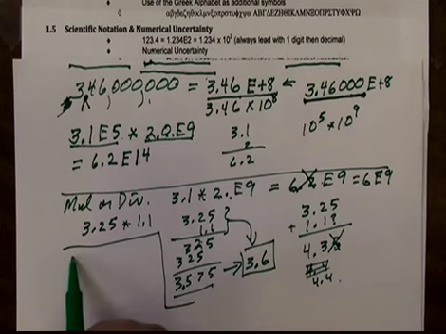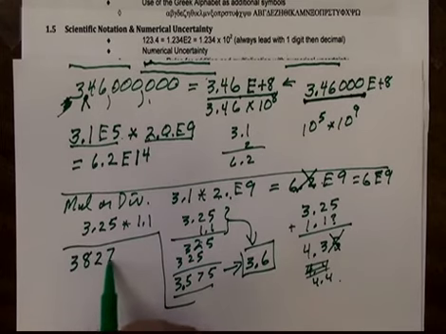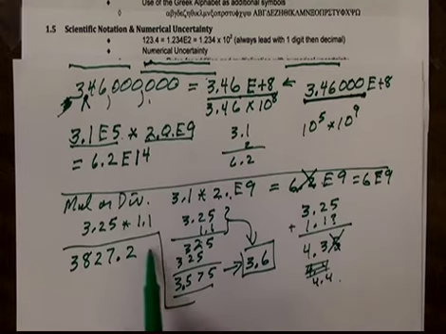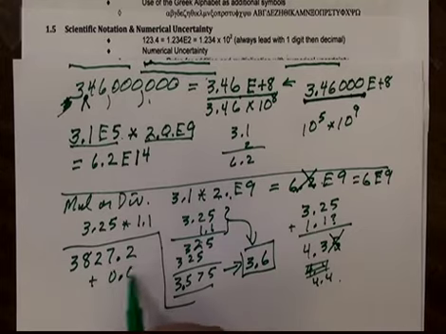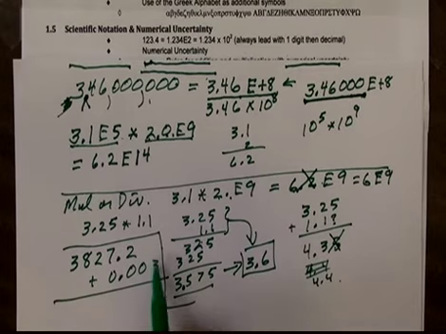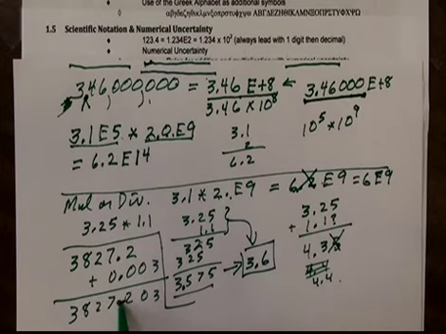Let's take a number 3,827.2, and I'm going to add to that number. Remember, this is unknown out here. I'm going to add to that number 0.003. And you'll notice that when I add these two numbers, 3,827.203, this implies that I know 3 significant digits.